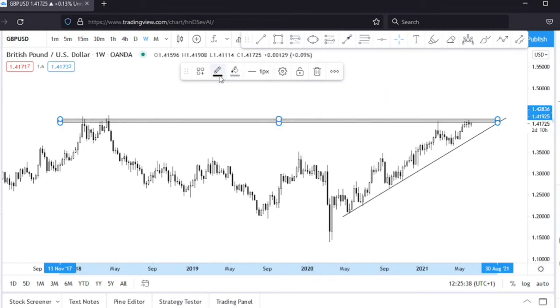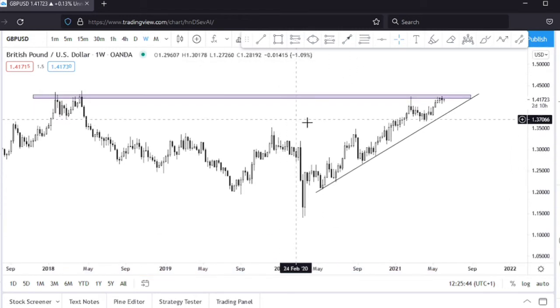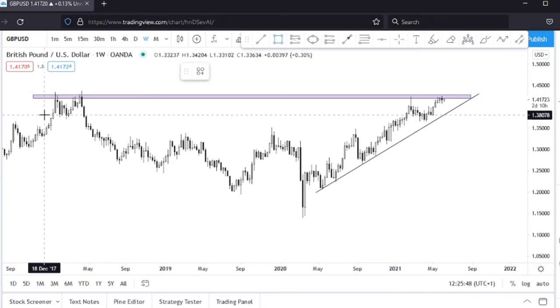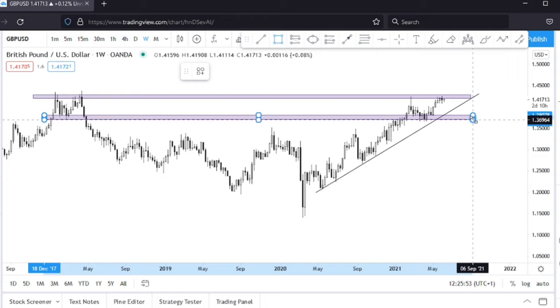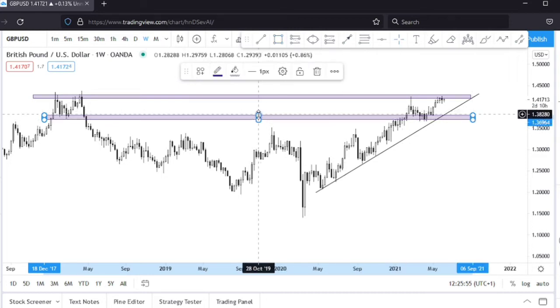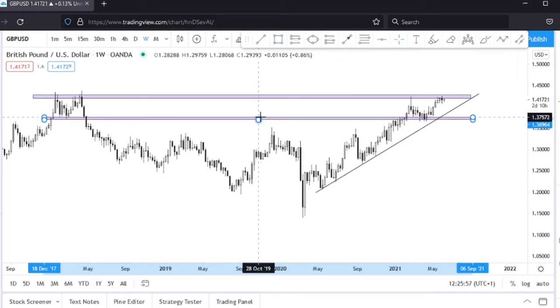Let's change this back to purple. Great. And then we can also look for support, so we can see the support over here. That is the weekly support level.